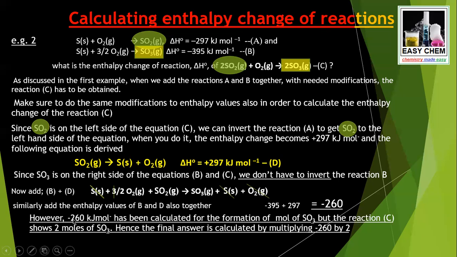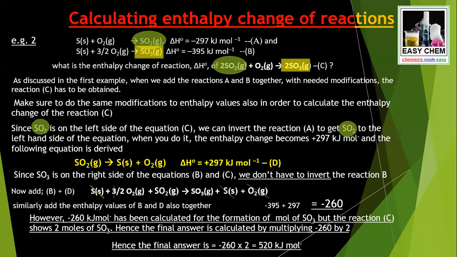Negative 260 kilojoule per mole has been calculated for the formation of 1 mole of sulfur trioxide. But reaction C over here shows 2 moles of sulfur trioxide. Hence, the final answer is calculated by multiplying negative 260 by 2. Hence, the final answer is given as negative 520. Please consider this as negative 520. That's your answer.